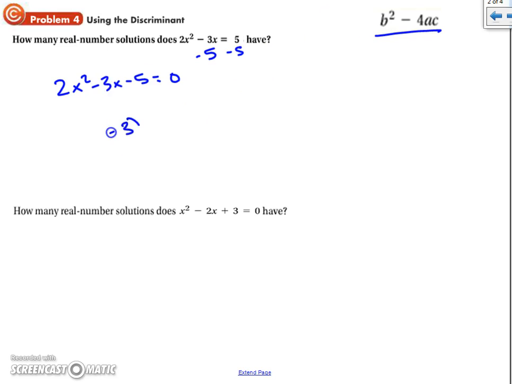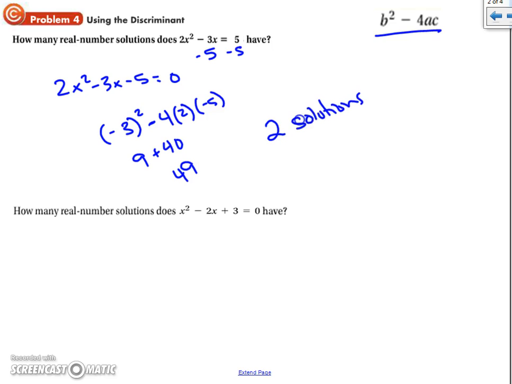To write it correctly, you need to write negative 3 squared minus 4 times a, which is 2, times c, which is negative 5. But even if you don't write this negative, you're still going to get the same thing. So you'd end up with 9 plus, or minus, well, minus a negative, which is plus 40, and then you would end up getting 49. Again, since that is a positive number, you're going to have two solutions for that problem. Okay, again, you can just type all this into your calculator, or for this problem you wouldn't even need a calculator. You could do that without it.